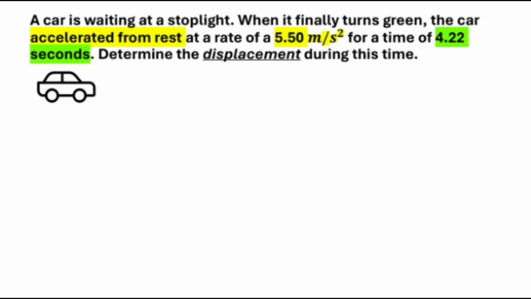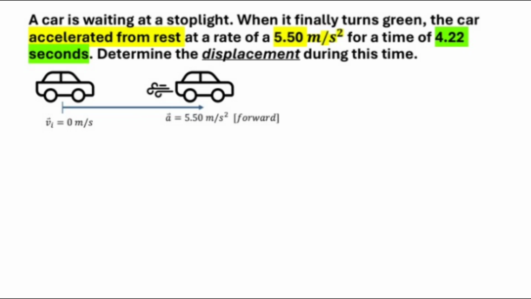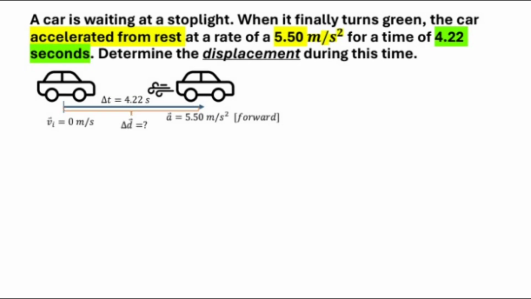At the initial position, I'm going to put initial velocity as 0 meters per second. Then the new position with acceleration, I'm going to put 5.50 meters per second squared with the direction forward. Then I would like to indicate the time duration between those two positions with 4.22 seconds. Ultimately, I'm going to put that delta D, which is the displacement during this time, is unknown. We would like to find out how far it went with the direction.